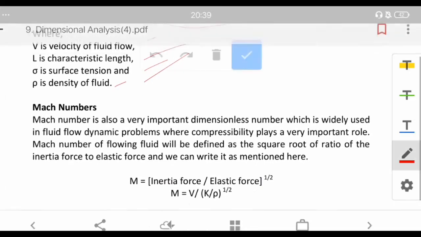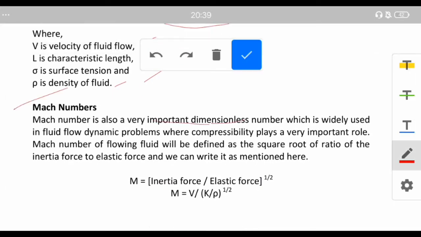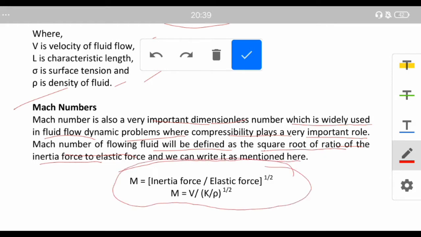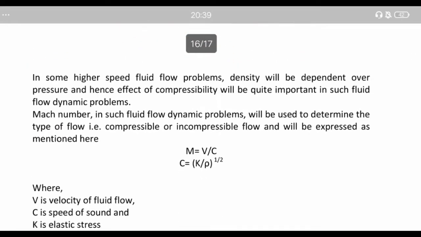Next is the Mach number. Mach number is also a very important dimensionless number which is widely used in fluid flow dynamic problems where compressibility plays a very important role. And Mach number of a flowing fluid is defined as the square root of the ratio of inertia force to elastic force, and we can write it as mentioned here. So the Mach number is represented by M, and it is the square root of inertia force upon elastic force, and it is M is equal to V upon (K upon rho) to the power 1 by 2.